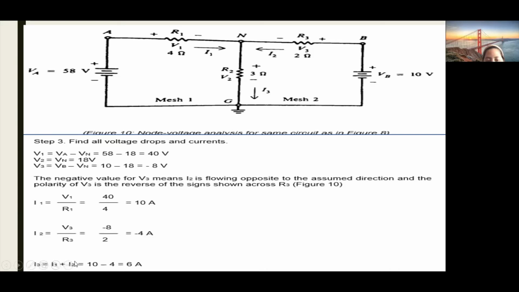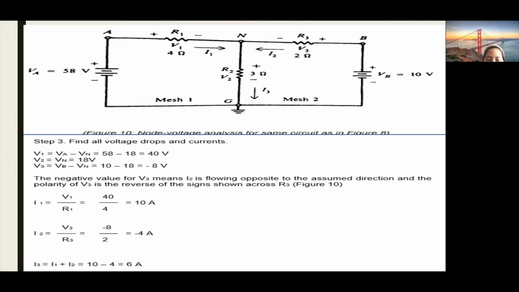So I3 is I1 plus I2, which is 10 minus 4, equal to 6 amperes. For check, I3 is V2 over R2, so 18 divided by 3 is 6 amperes, just the same. So all calculated values agree with those of example 1.